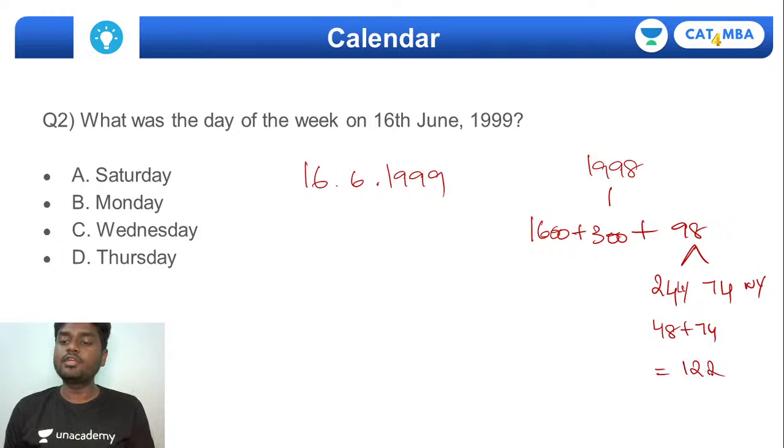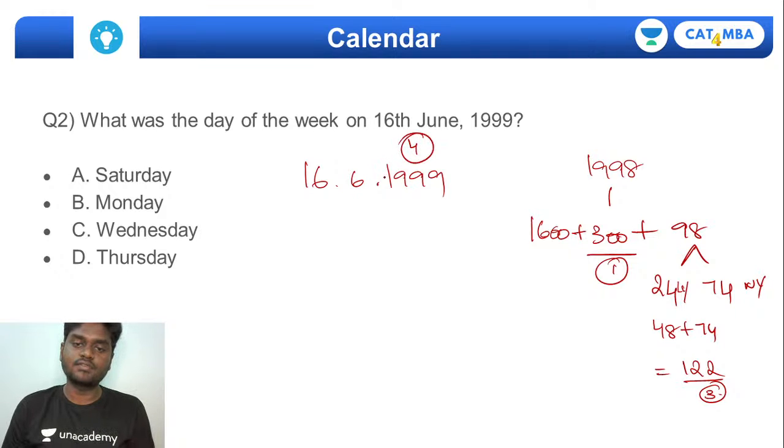122. So 122 means how many odd days then? 122 means it's going to be 3 odd days. Already you have 1. So you have 3 odd days here, right? So 3 plus 1, it will be 4. 4 odd days for the years.